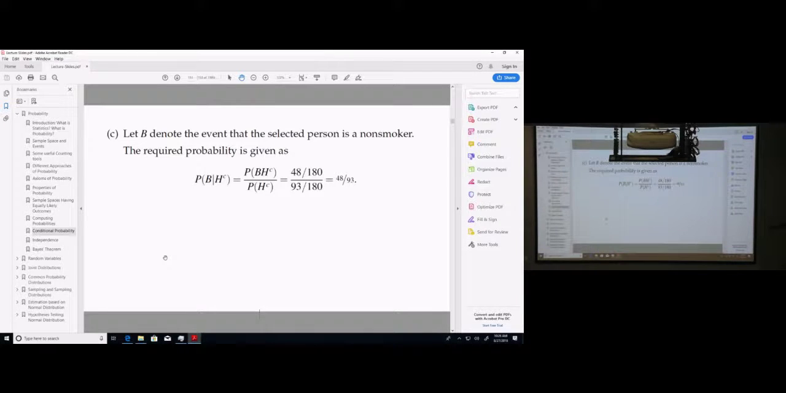So let B be the event that the selected person is a non-smoker. The required probability is that he is a non-smoker, given that he does not have hypertension. And so we go through the table again, and it worked out to be 48 over 93. So it is, again, slightly less than 50%. So almost like 50% of the people among those who do not experience hypertension are non-smokers. All right.